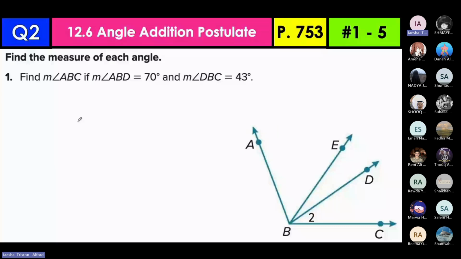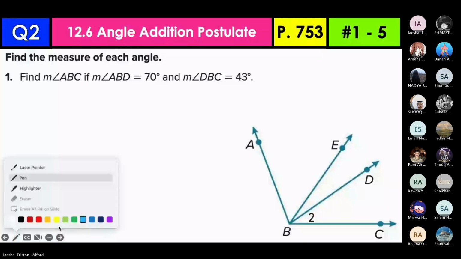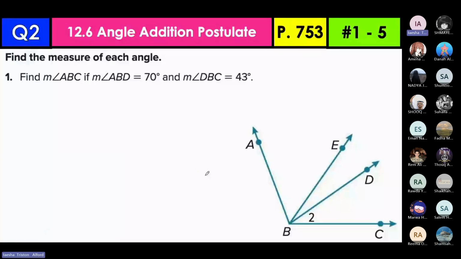How do I find ABD? Start where? From A. Start at A, go to B. I'm going to color it in. So start at A, go to B, and stop at D. So this whole yellow part here is going to be 70 degrees. The yellow, this whole part here.